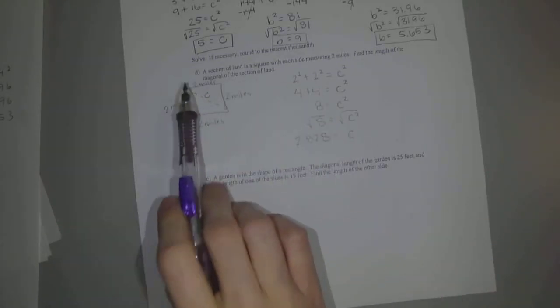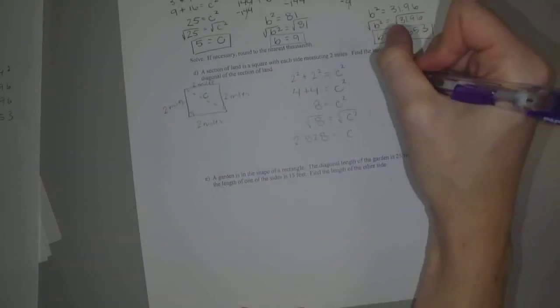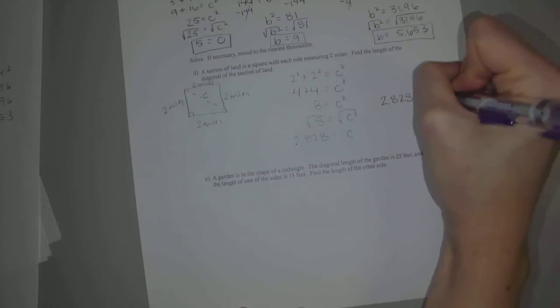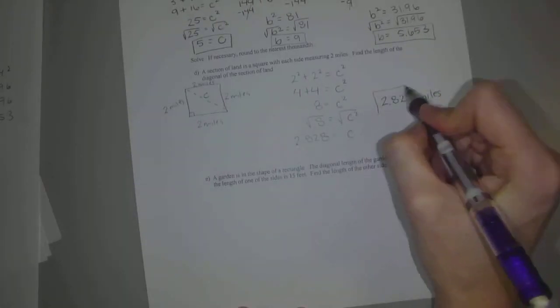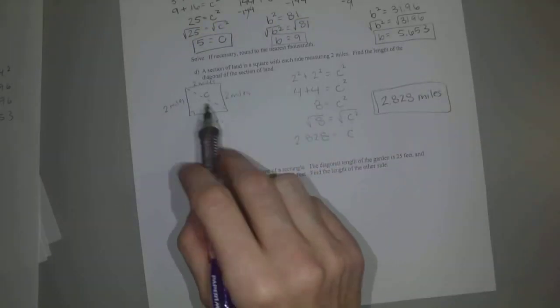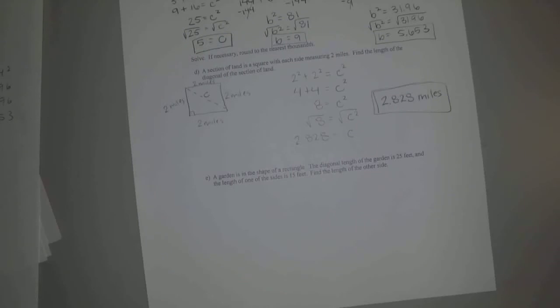All right, what we have to pay attention to in D and E, though, is that they're word problems. So this was measured in miles. So maybe this farmer didn't want to have to go measure that, but he knew his plot was 2 by 2. So if he wants a fence, he knows he needs 2.828 miles to fence that diagonal in.